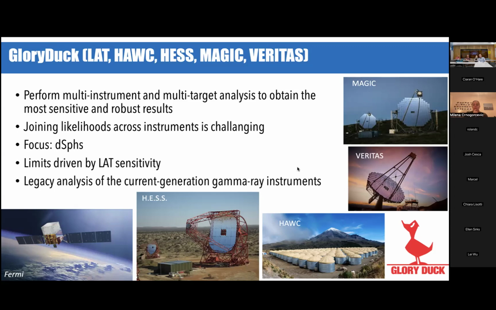Now, this ideally would provide the most sensitive and most robust results. However, what we find is that joining likelihoods across different instruments is really challenging. One, because the response functions are collectively hard to combine, and two, because the usual statistical analysis techniques across different instruments may differ. So how do you combine binned versus unbinned analysis and so on and so forth? However, for this project, the first focus was the dwarf spheroidal galaxies.